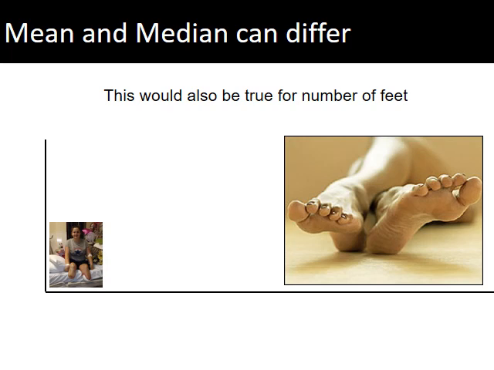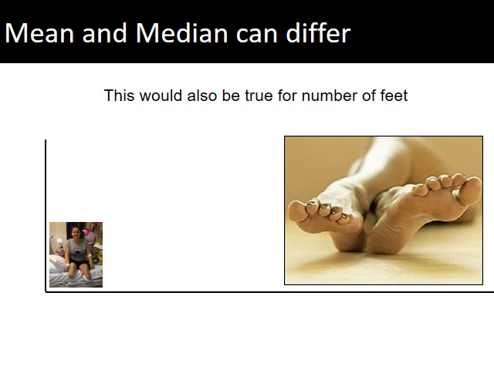This is also true for the number of feet the average person has. If we were trying to determine the average number of feet for an average human being, we might say, well, I guess 2 would be the central tendency that would make the most sense. If you look down in the left corner of this figure here, there's a woman who has 0 feet. And there are many people that have 0 feet, and there are many people that have only 1.